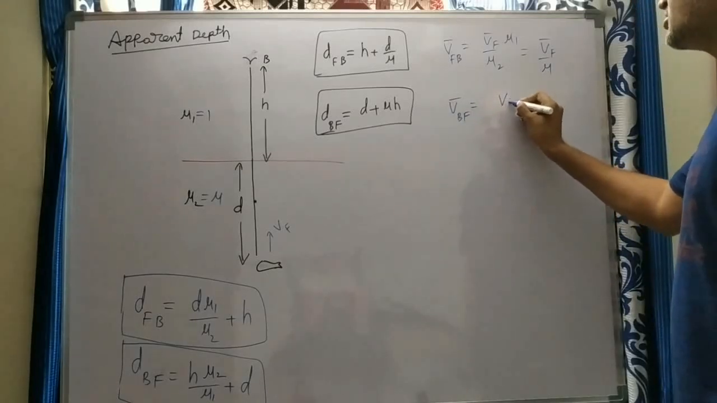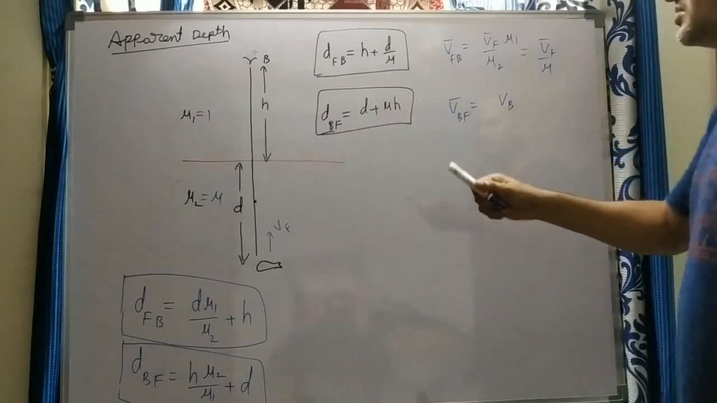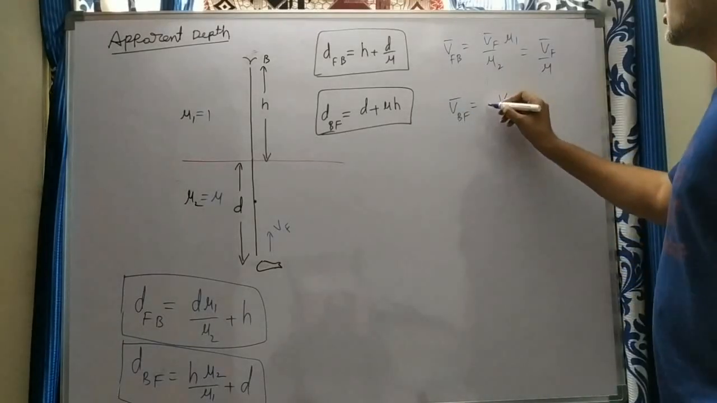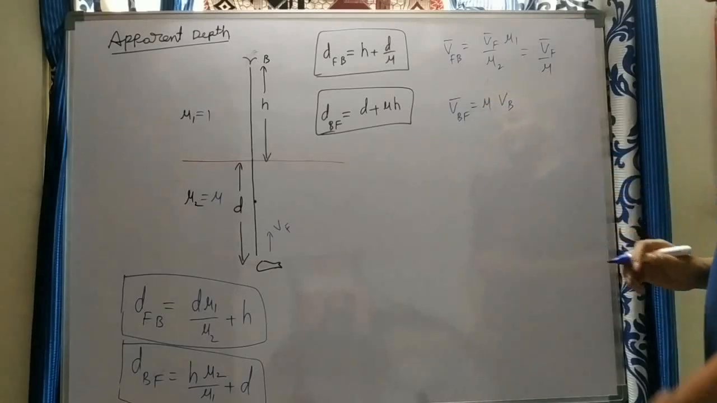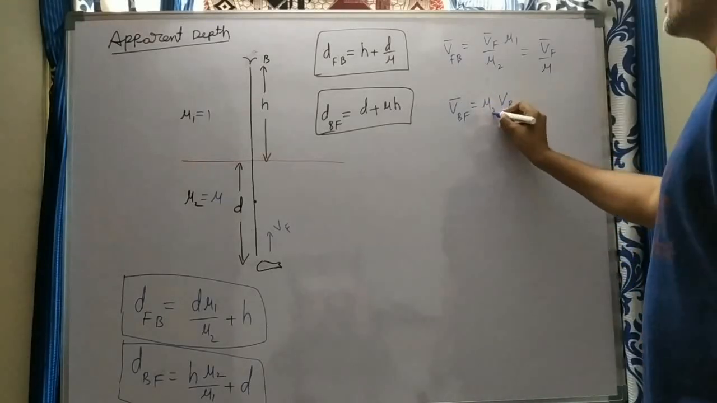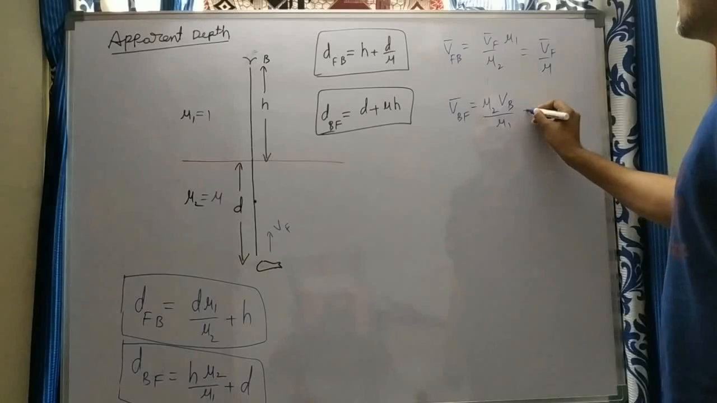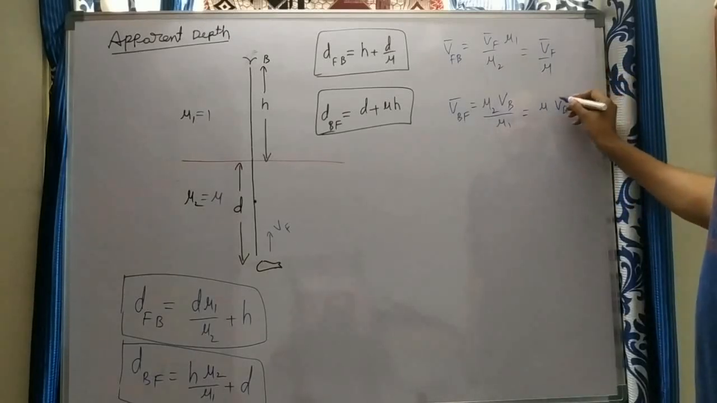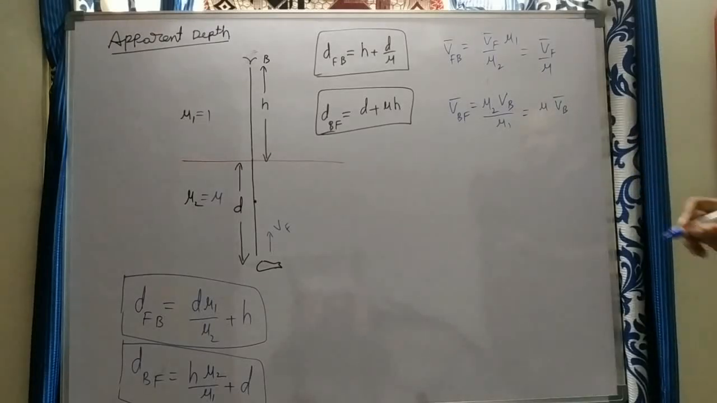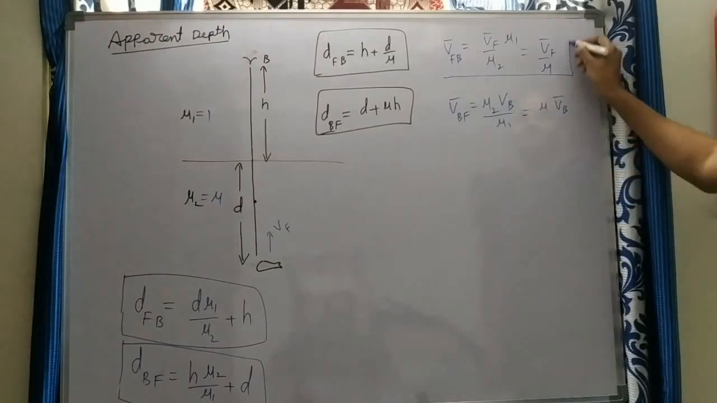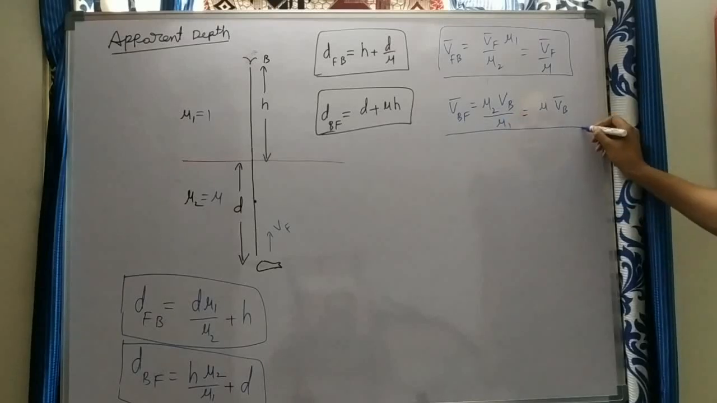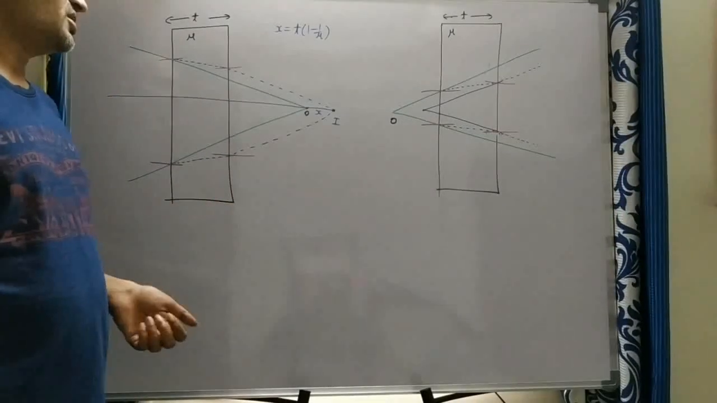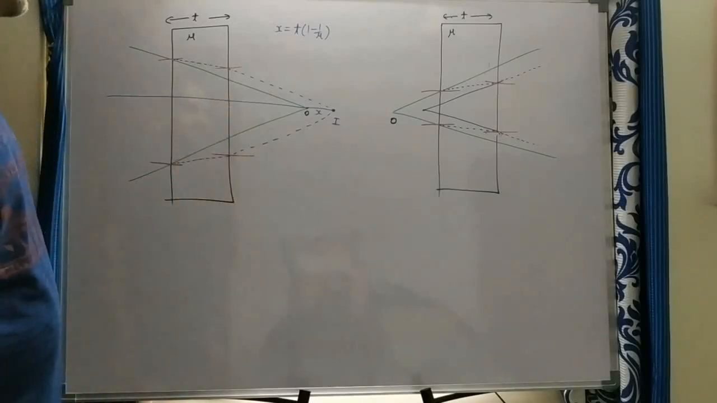In that case, for the velocity of the board, differentiate here: d is constant and h is variable, so velocity of the board into mu. Mu is nothing but mu2 by mu1, that is mu times vp, like this we can write. So we have the velocity of the fish with respect to the board and the velocity of the board with respect to the fish. Now see one of the applications of apparent shift.